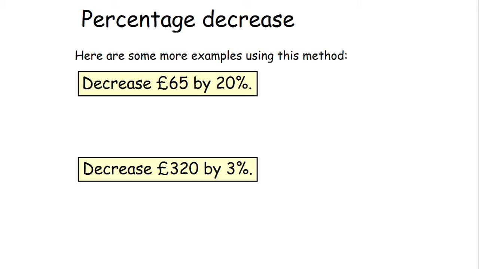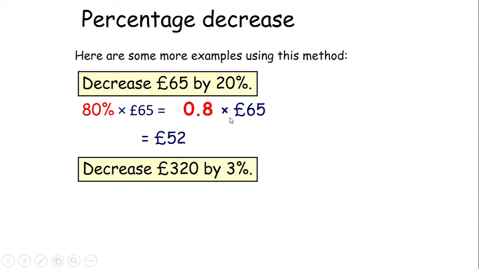Okay, in fact, no, first we're going to look at decreasing amounts. So decrease £65 by 20%. Okay, so we're taking 100% of that £65, knocking 20% off. So it's 20% away from that full amount. In other words, we're finding 80% of the full amount, which is 100%, take away that 20% which we're decreasing it by. So 80%, that's the same as 0.8, and 0.8 times 65 is going to give us this.